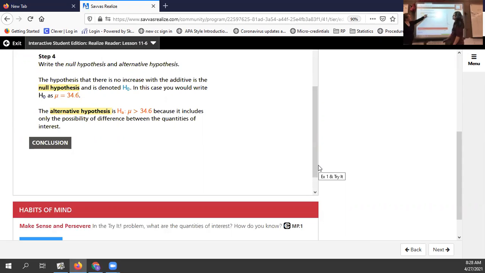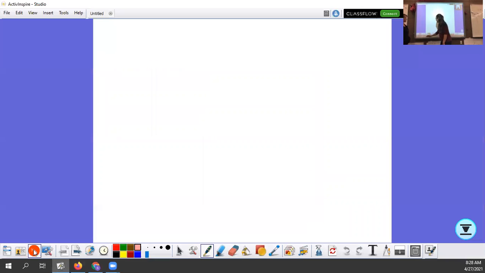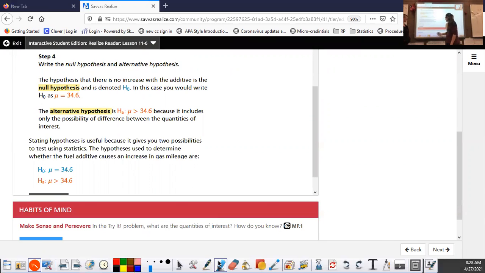Notice the H sub-zero, in the blue right here? You'll see that. That's how they always note the null hypothesis. And then H sub A is always going to be the alternative. And I appreciate how this is written here because we have both hypotheses. I'm going to just make it so we can write here. But this is the mathematical way that we write both of those things together.